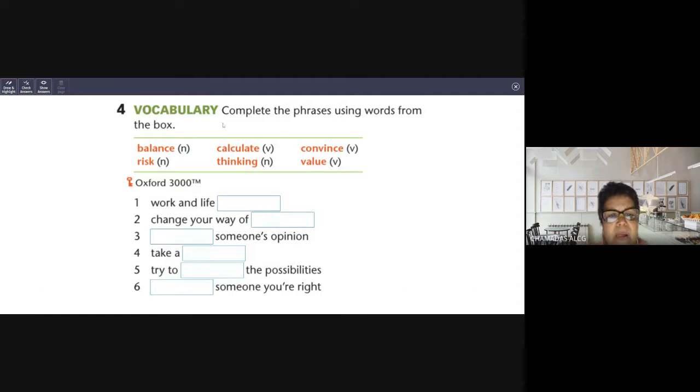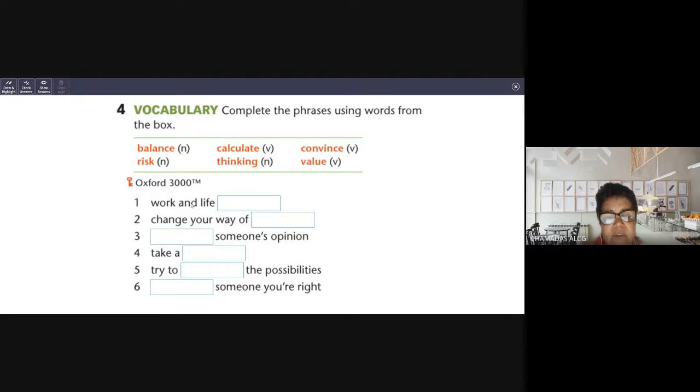We have there these words, guys, related to making decisions, right? So we have balance, calculate. By the way, here in parentheses, we have the part of speech each word belongs to. So the first one is a noun, risk, a noun, calculate, a verb, thinking is a noun, convince, a verb, and value, a verb. Okay.